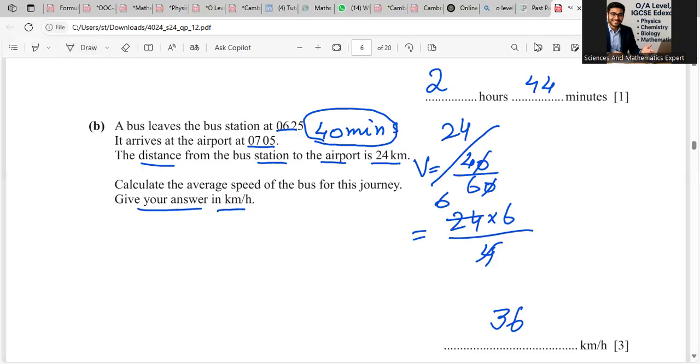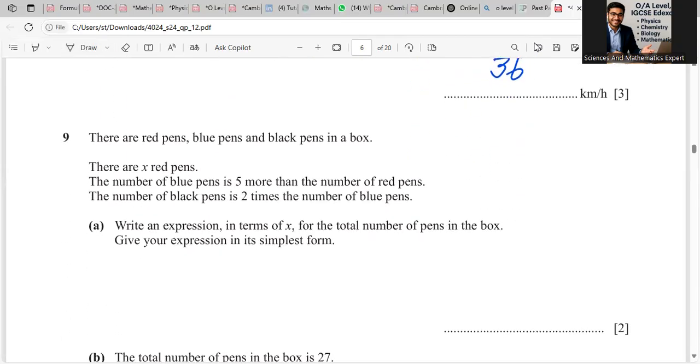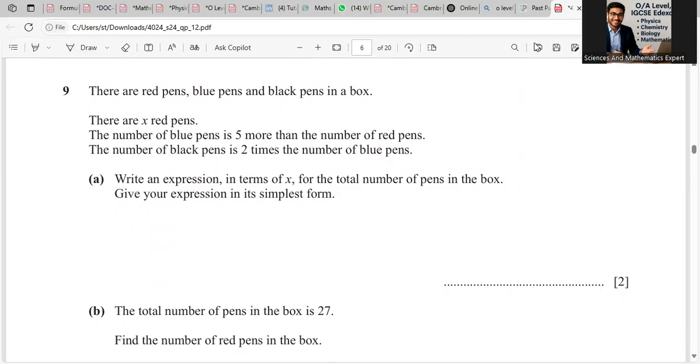After that, this was question number 8. Let's go to question number 9. There are red pens, blue pens and black pens in a box. There are x red pens. The number of blue pens is 5 more than the number of red pens, so I will write it as x plus 5. The number of black pens is 2 times the number of blue pens, 2 into x plus 5.